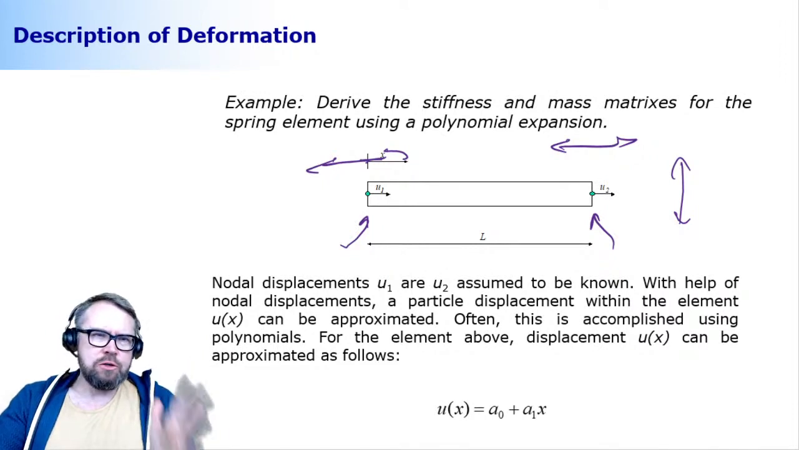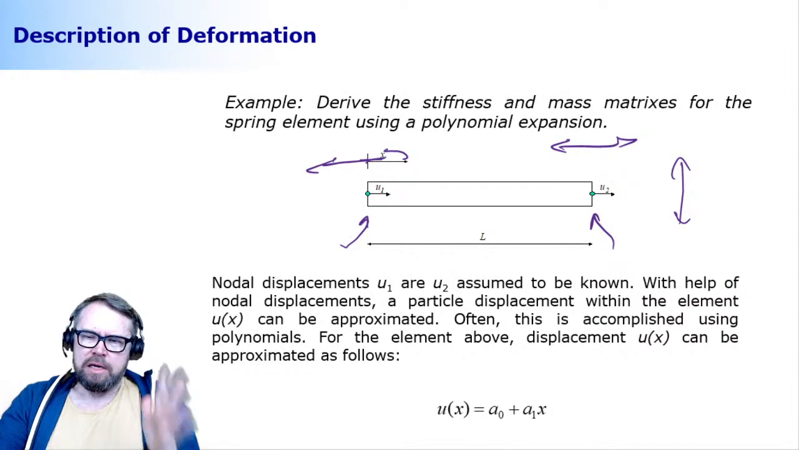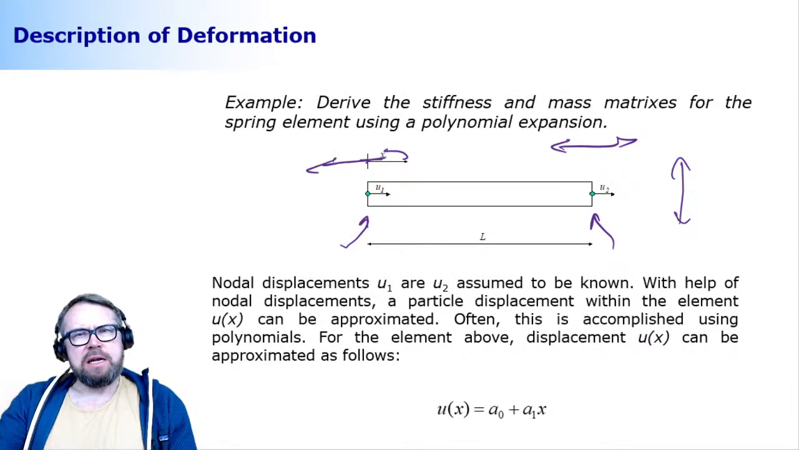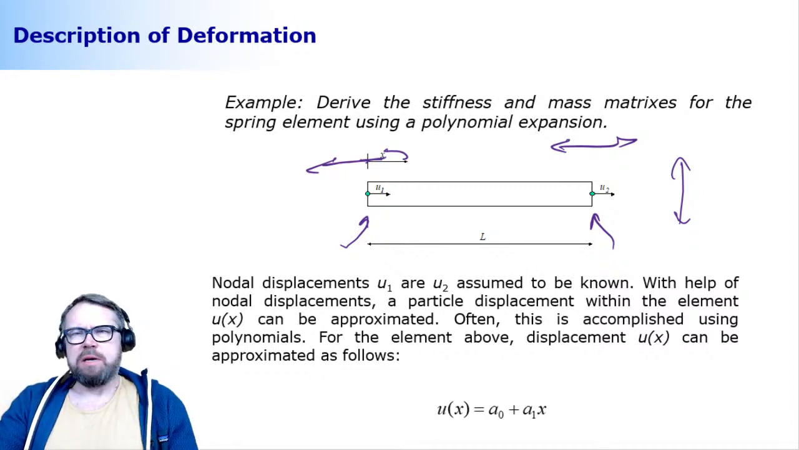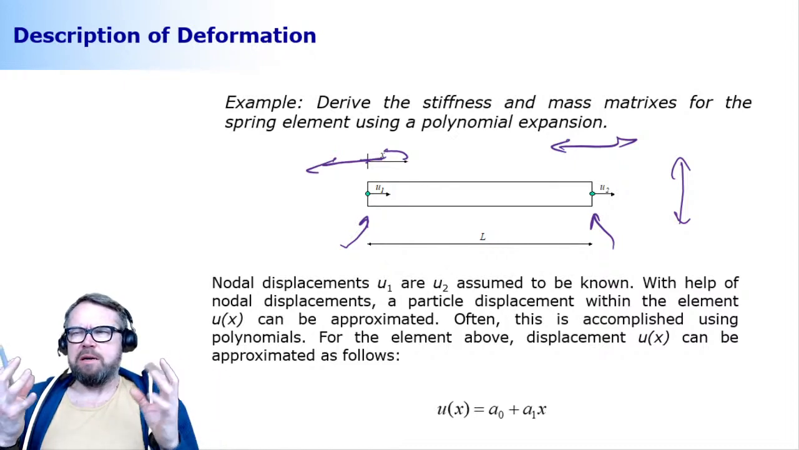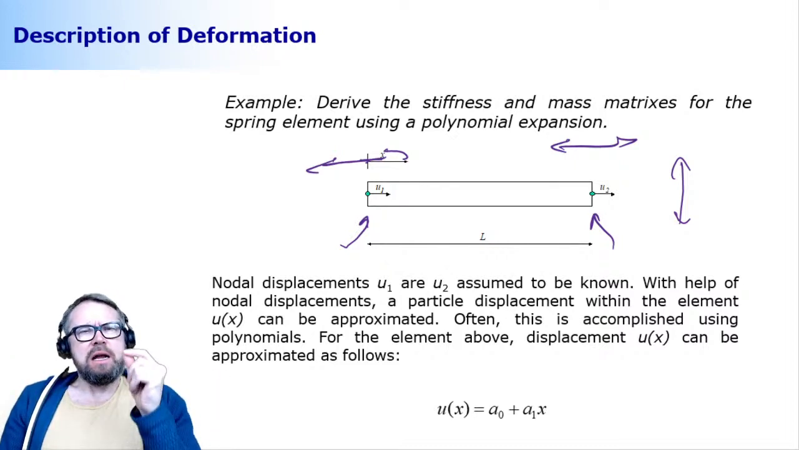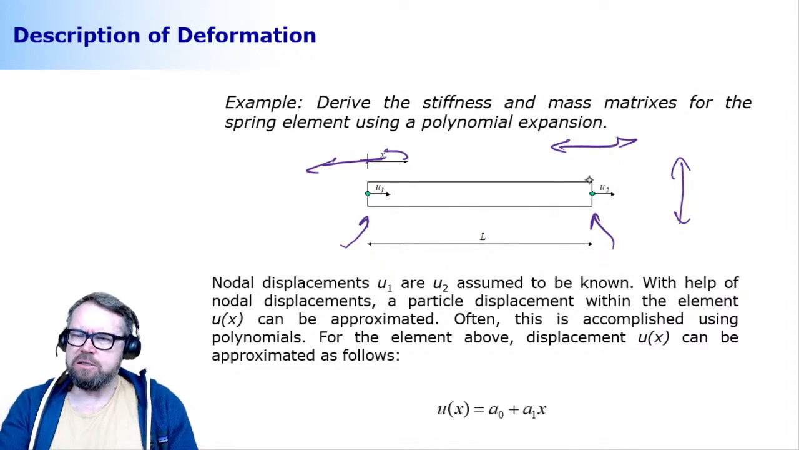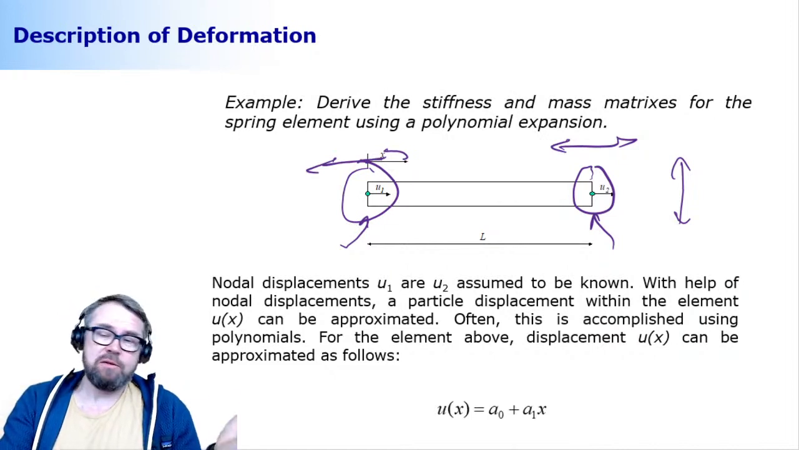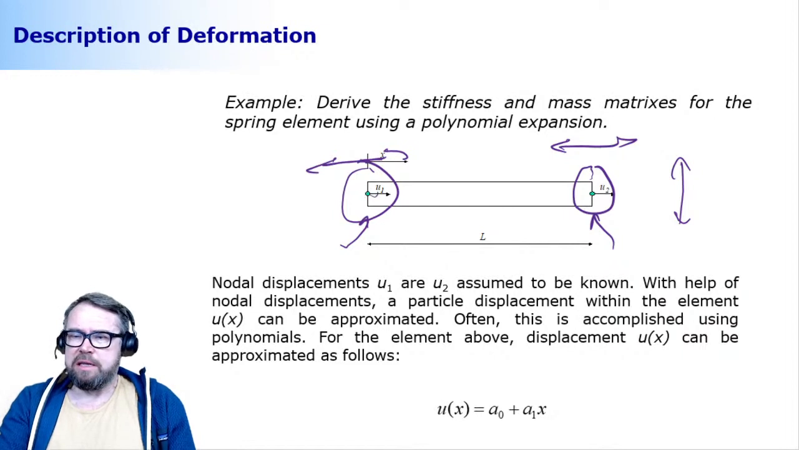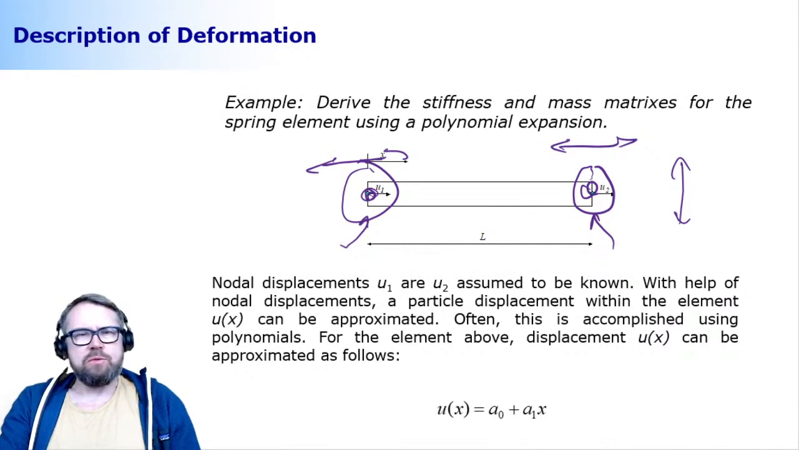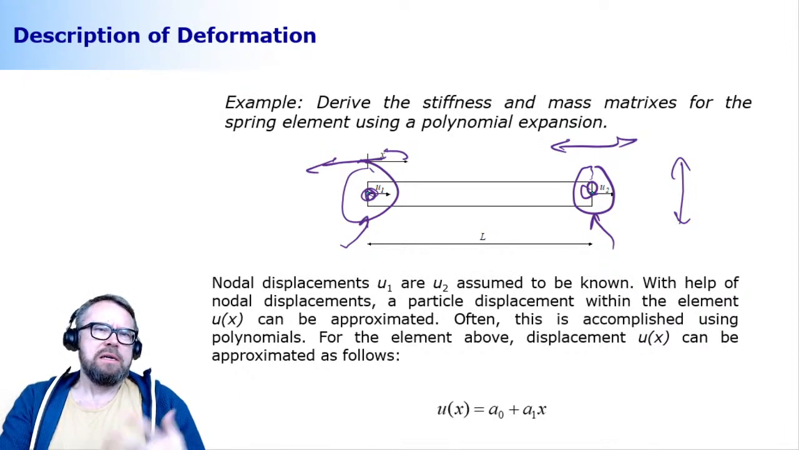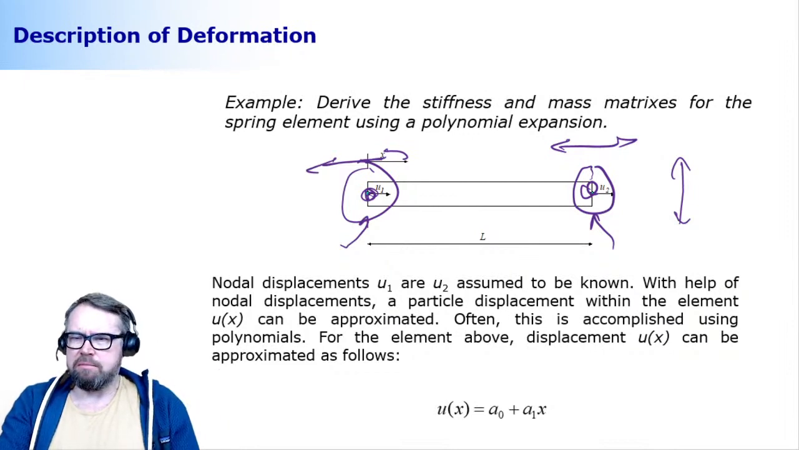All right, now two nodes, each of them has 1 degree of freedom. How can I first express the solution of the element by using polynomial expansion? What do I mean by the solution? I mean how the displacement of the particles varies between these nodal displacements. How can I predict the particles' motion between these two extremes? And these extremes are nodal locations. Well, the easiest way to do so is by assuming that there is a polynomial that can predict how the particles move.